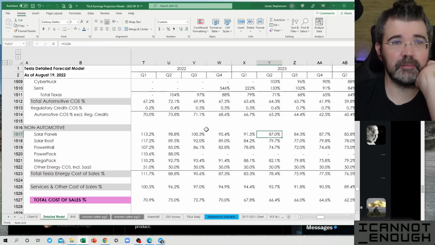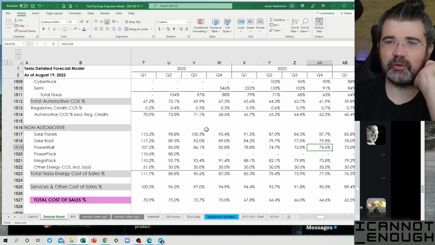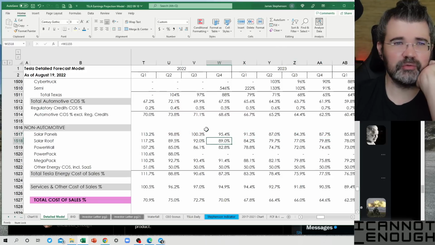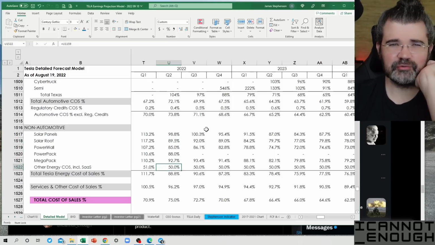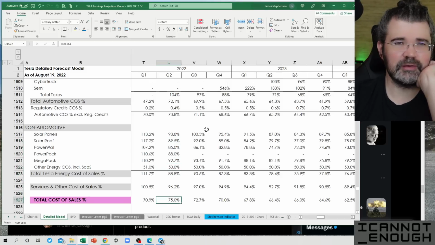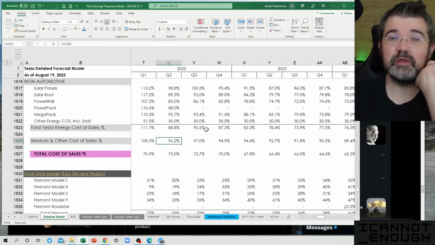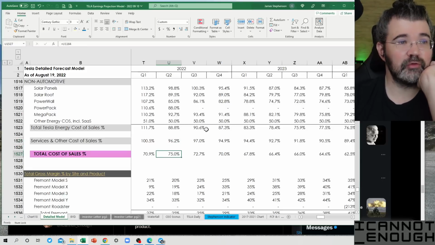Then for non-automotive, these are the energy division products. So here's where we see Megapack ramping up and doing better over time. Powerwall, I expect, will do better over time as well. And solar roofs and solar panels hopefully will improve. If not, we will monitor and adjust this forecast as necessary to make it as reasonable a forecast as we can come up with. And that gets you to total cost of sales percentage.